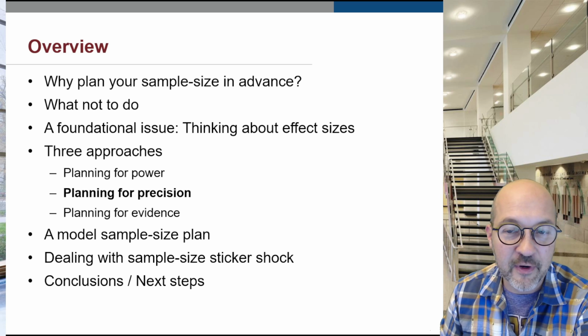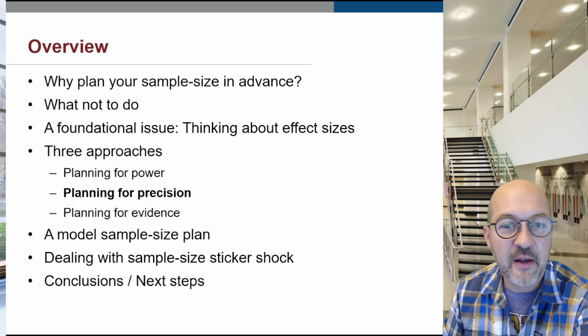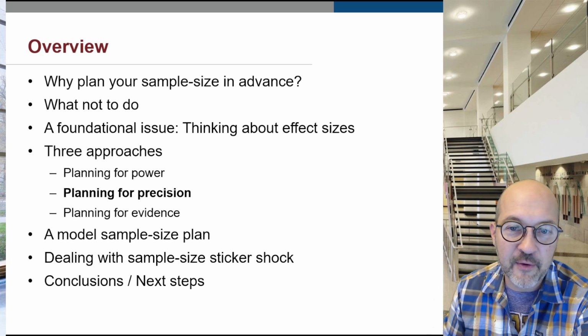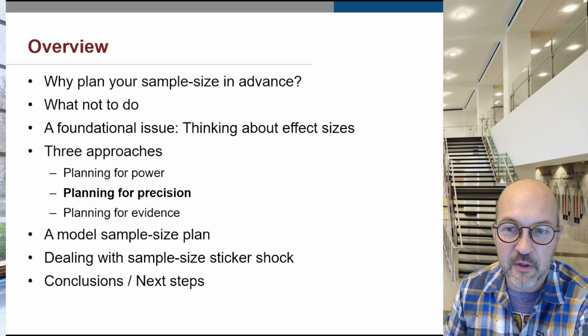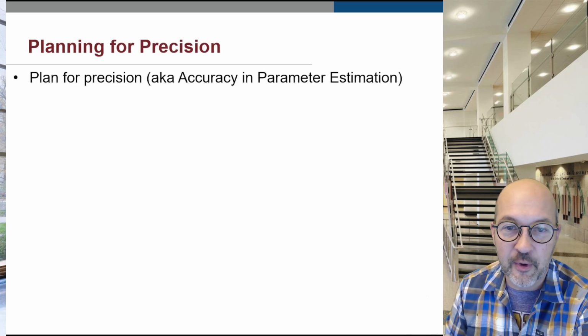So far, I've been delivering a lot of bad news, but there is some sunshine to spread around. There are better ways to plan for sample sizes that can help you do research that is robust and replicable. The approach I'd like to talk about first is called planning for precision, which is also known by the name of accuracy in parameter estimation, or APE.